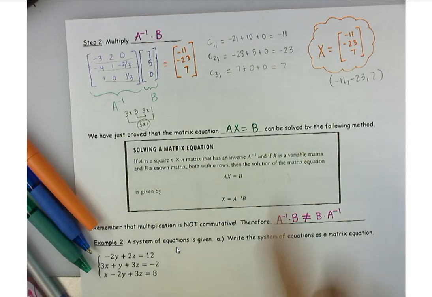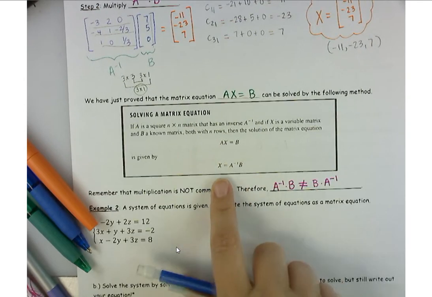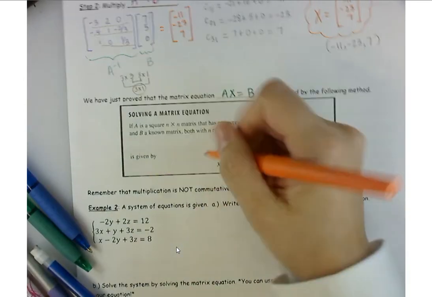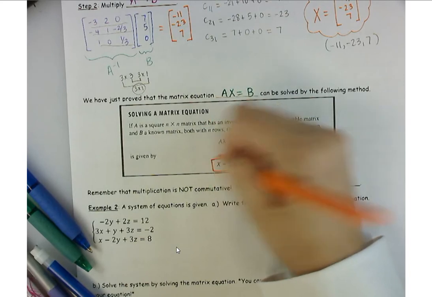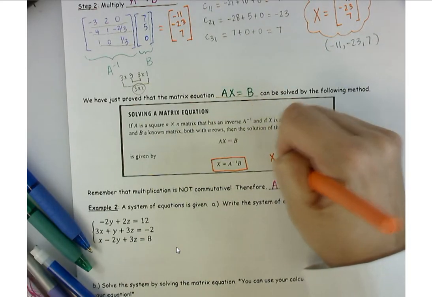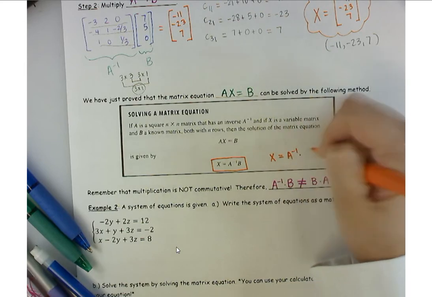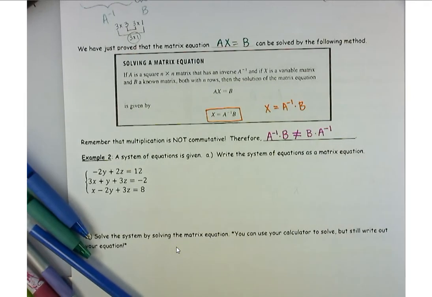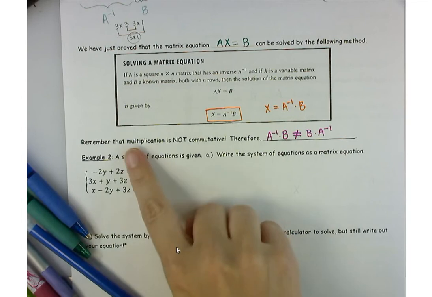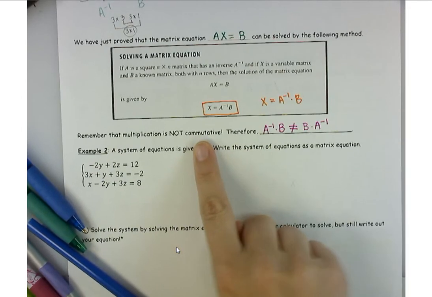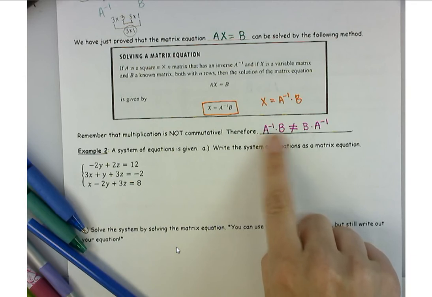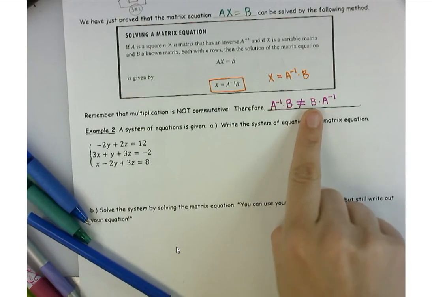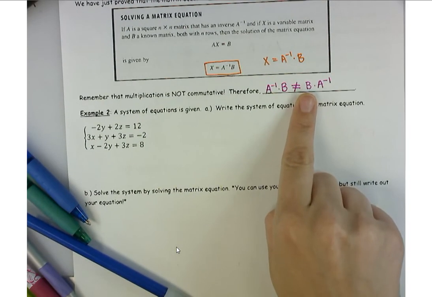So what we just proved is that this matrix equation can be solved using the following method. Okay, and that method is going to result in the solution being formed from multiplying the inverse of A times B. Okay, so remember that multiplication is not commutative. So when you go to multiply, you have to multiply A inverse times B, not B times A inverse. Okay, so that's important the way that they are set up.